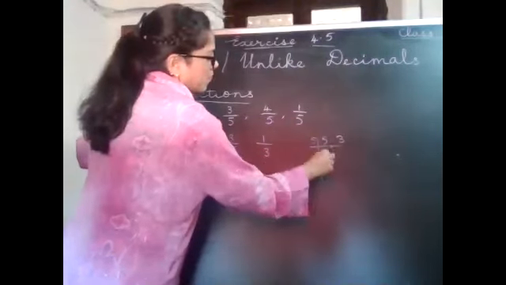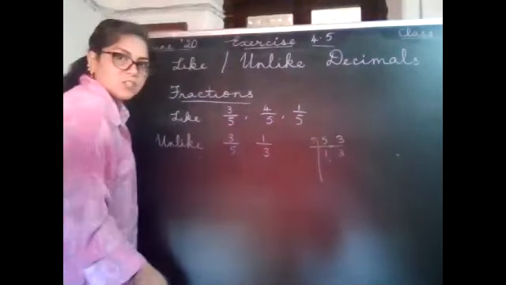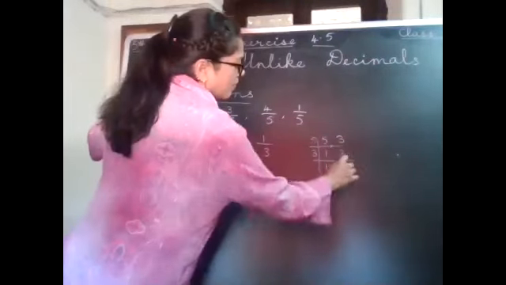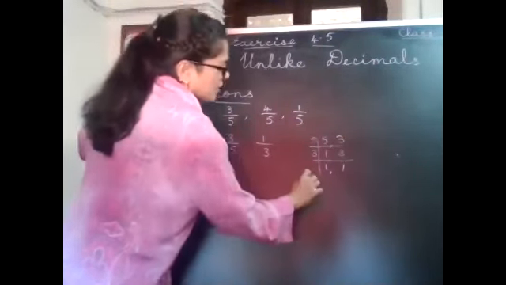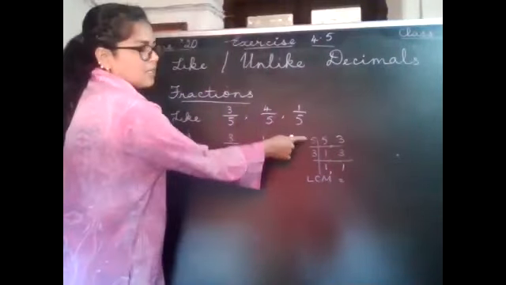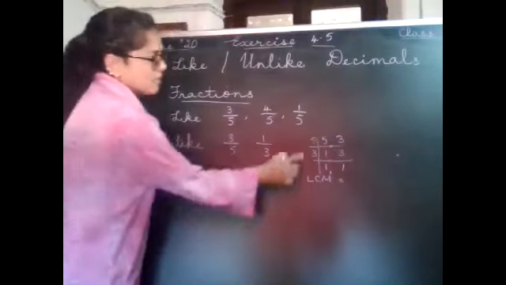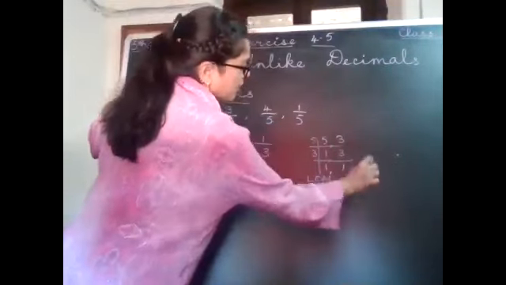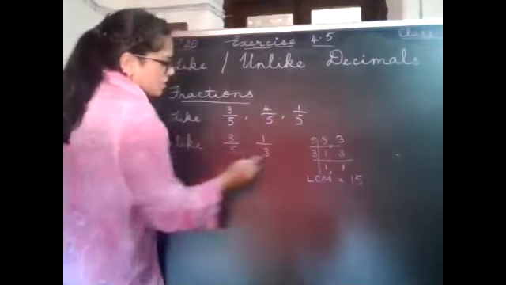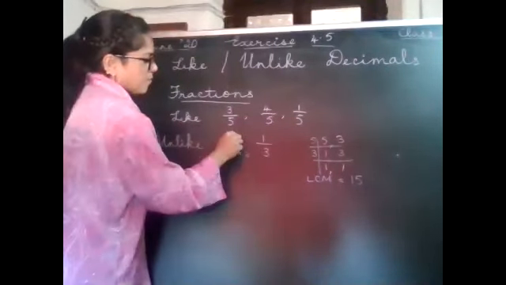5 will divide 5 once. It won't divide 3, so I bring it down as it is. Then 3 will divide 3 once. So my LCM will be the product of these prime factors. 5 3s are 15. Now, both of these denominators need to be changed to 15.